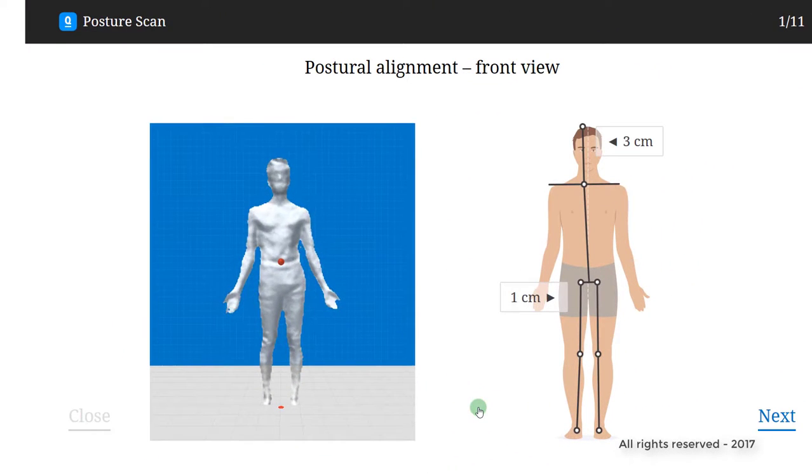Here we have somebody standing in quiet double leg stance. There are some obvious asymmetries here, particularly in the arms and the trunk, possibly in the head, and also the shoulders.